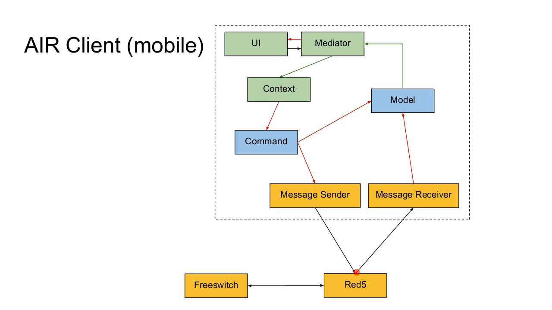All right, so this is a diagram that I wrote up to sort of show the way we're structuring the client. And you can see we start from Red5. That's the same, the FreeSWITCH. This is all the same as it is now. And then you have these message senders and receivers, which are the same as what we're using in the Flash client, or similar at least. So same idea.